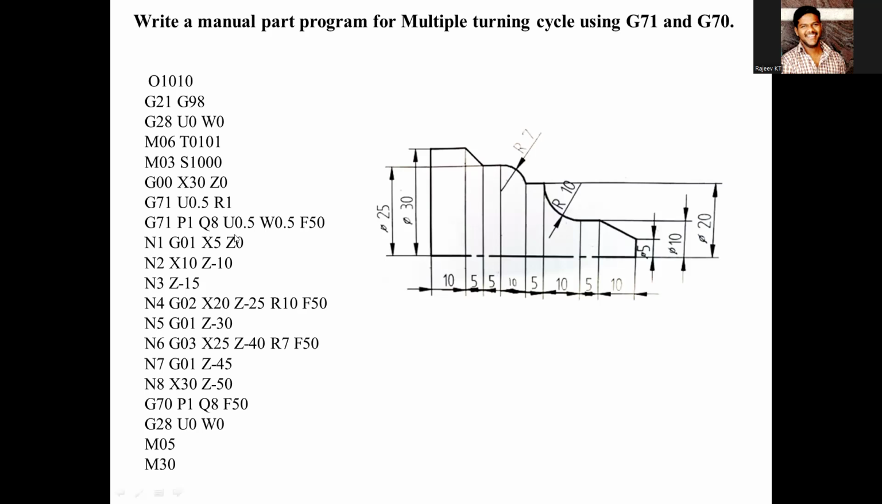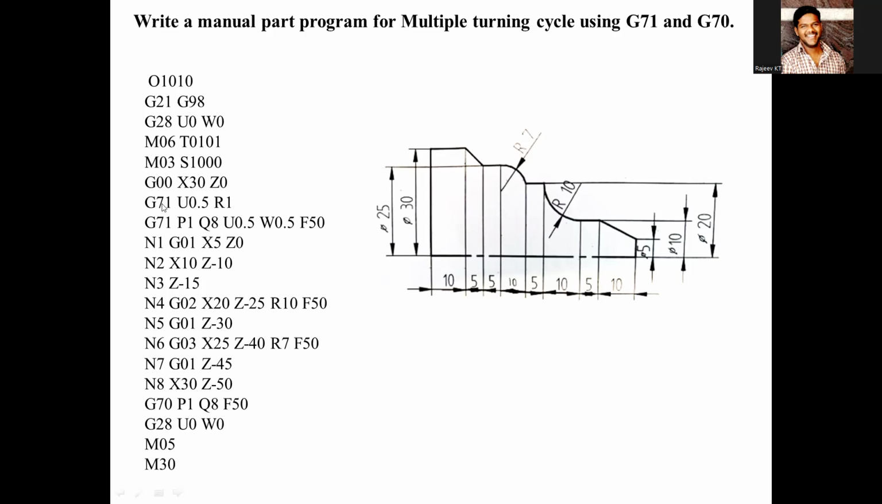Before that, first I'll explain what G71 and G70 are. G71 is a rough turning cycle. We give it in two lines. In the first line, G71 U with an incremental value, the depth of cut. So 0.5 is the depth of cut for every cycle. Once it finishes a single pass, it will take 0.5 depth of cut once again, then it will continue that profile till it finishes the last point of the profile.